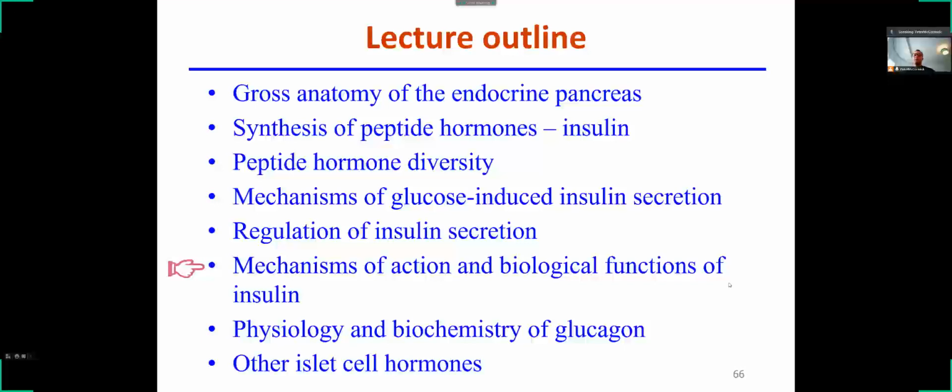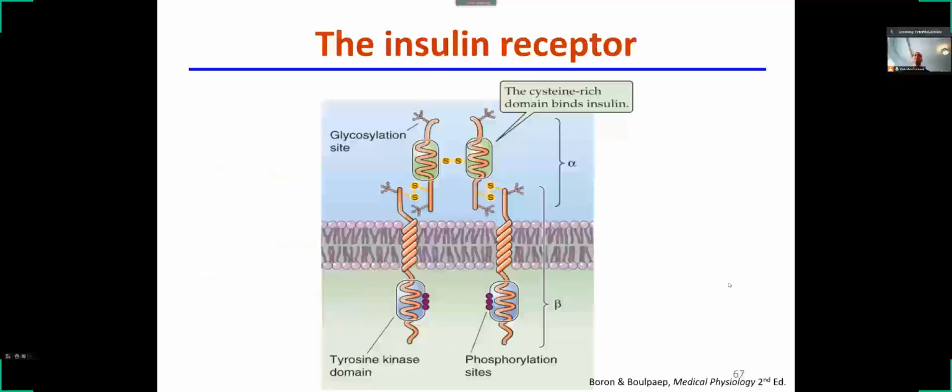So once we have insulin released and secreted, how does it actually work? What is the mechanism of action of insulin? So this is a canonical receptor tyrosine kinase. It's the insulin receptor. And again, one of my favorite exam questions. It's made up of 2 alpha chains and 2 beta chains that dimerize.